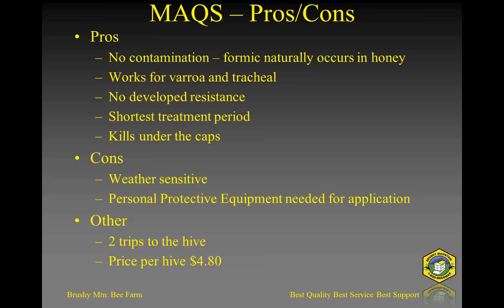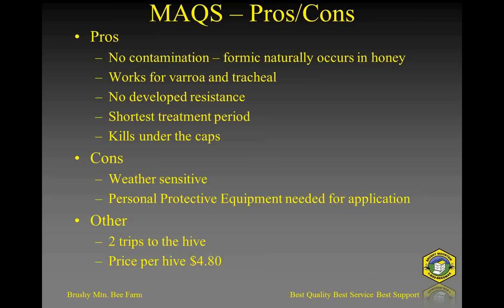It kills under the caps, which is one of the reasons it's able to have such a short treatment period, because those formic acid fumes are able to penetrate the caps that are sealing the brood and kill the mites inside the cell with the developing brood. Whereas all the other treatments that we've talked about thus far work on contact, and thus the bees must come in contact with that strip. Well, of course, brood can't come in contact with it. It can only do that once it has emerged from the cell, which is why you need a longer treatment period for those types of treatments. Since this is killing under the caps, it can be 7 days, and it works just fine.